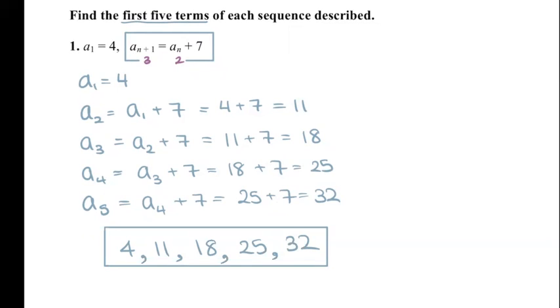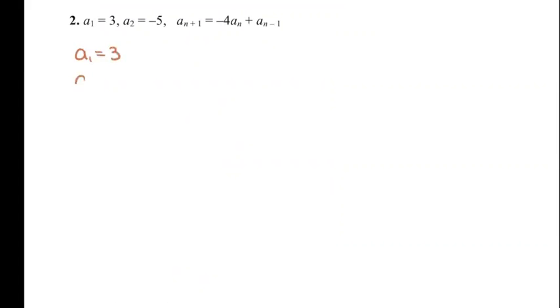Okay, let me see if there's any questions. Go for it. Questions. Number 2. Notice they give you the first 2 terms. So I got a sub 1, which is 3, and I have a sub 2 is -5.